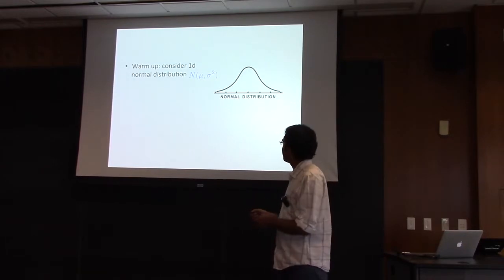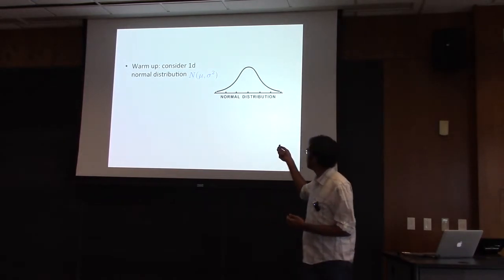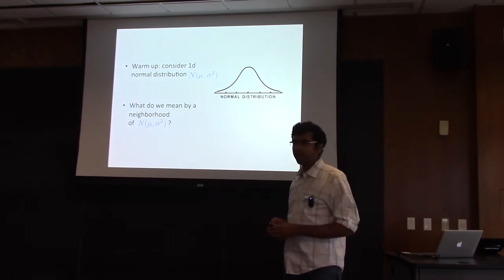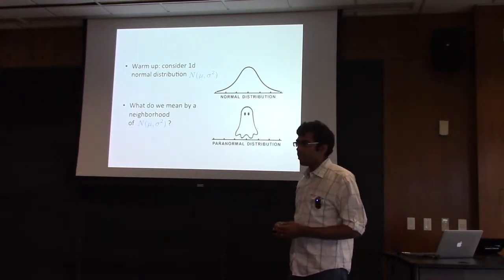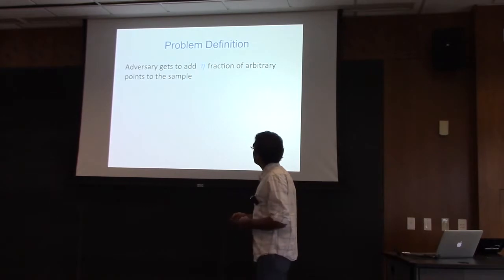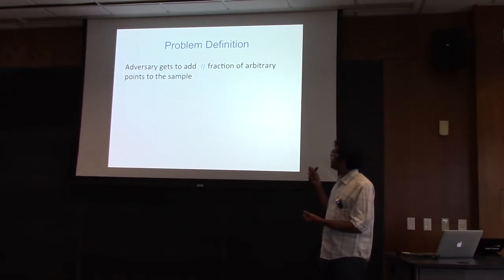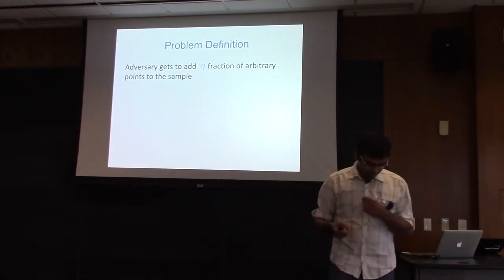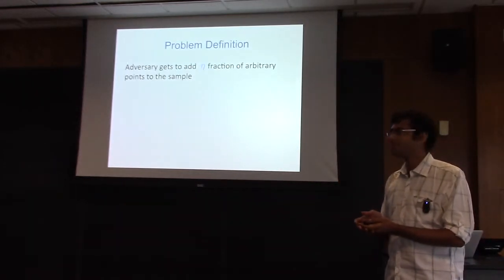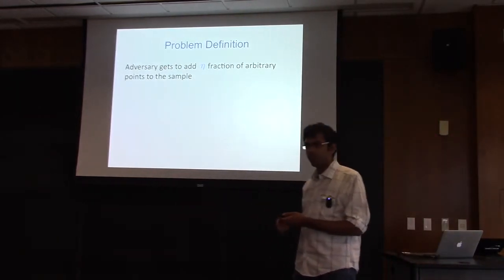Let's just take as a warm-up a 1D Gaussian. So we have a 1D normal distribution, and what do we actually mean by a neighborhood of this? Well, not quite this, I'll make it more concrete. We'll assume that there is an adversary which adds an eta fraction of noise. There are many ways of formalizing what we mean by a neighborhood of the distribution. This is one of them. It's a natural one and was initially proposed by Huber.